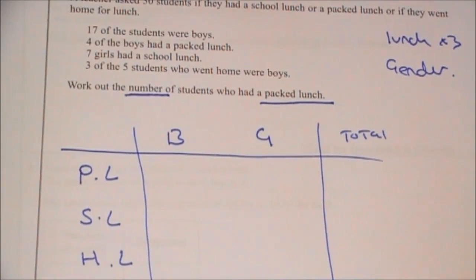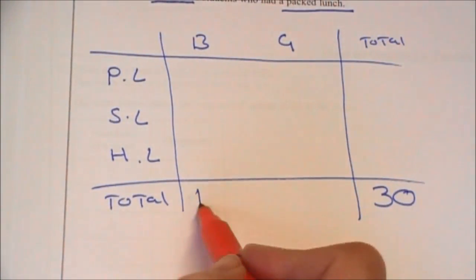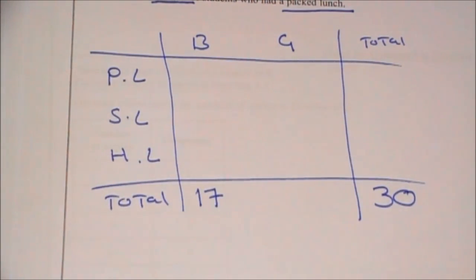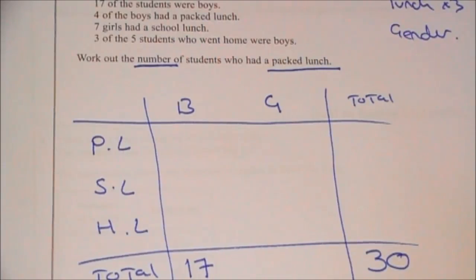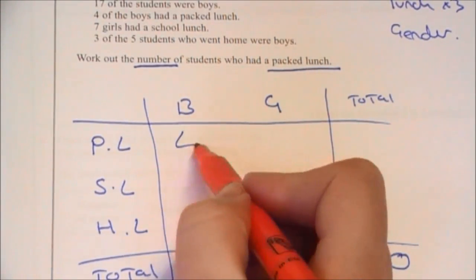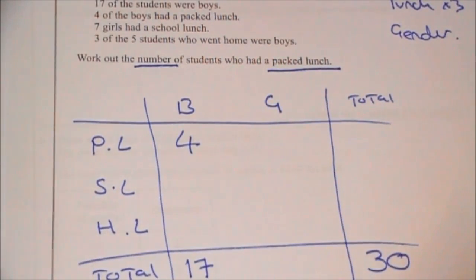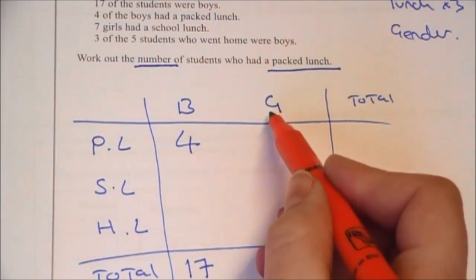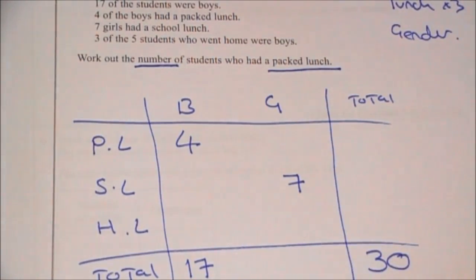So 17 of the students were boys. Boys, all together, 17. 4 of the boys had a packed lunch. Boys, packed lunch, 4. 7 of the girls had a school lunch. Girls, school lunch, 7.